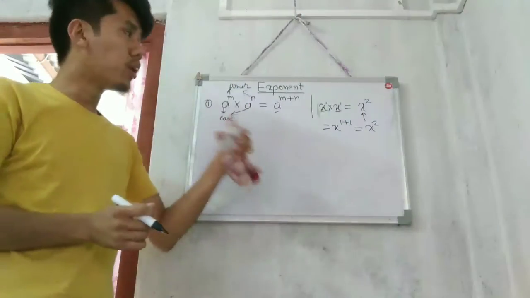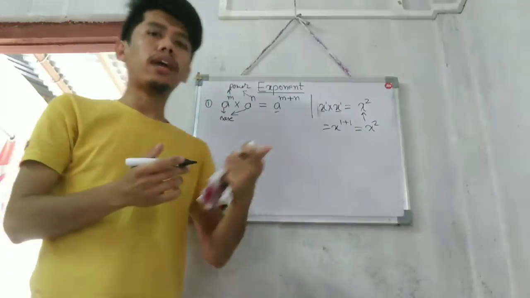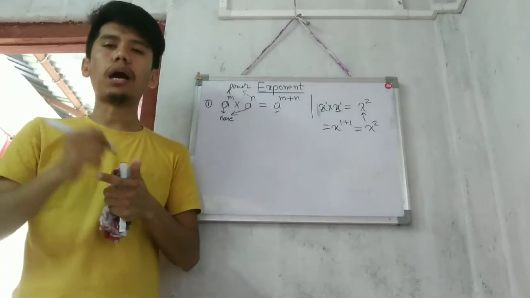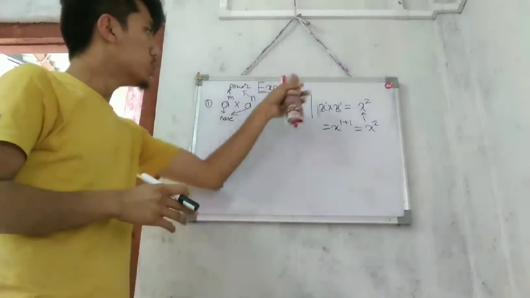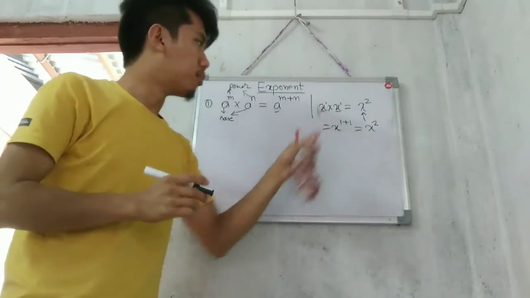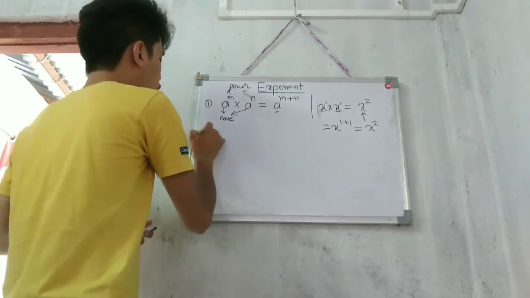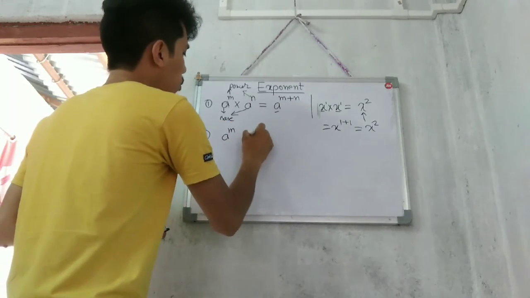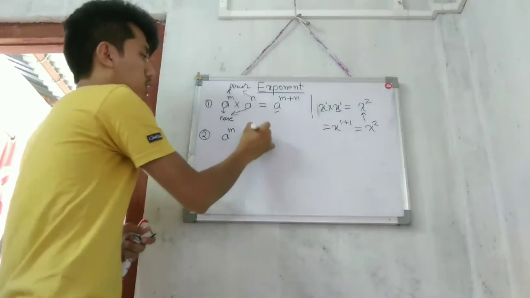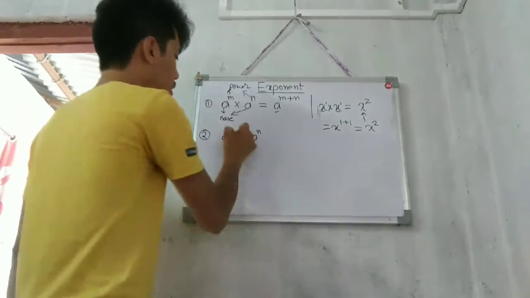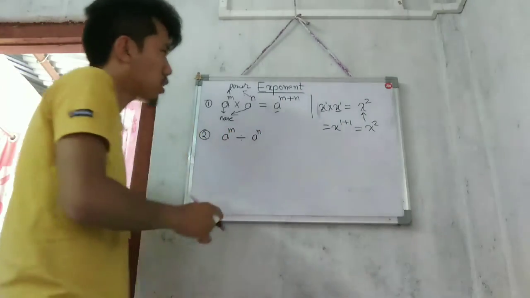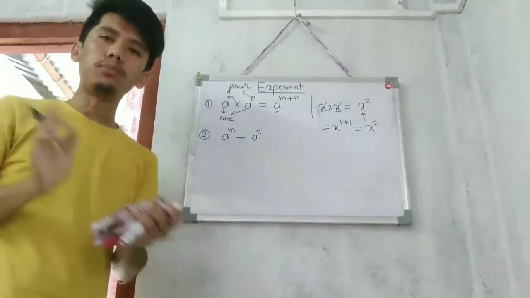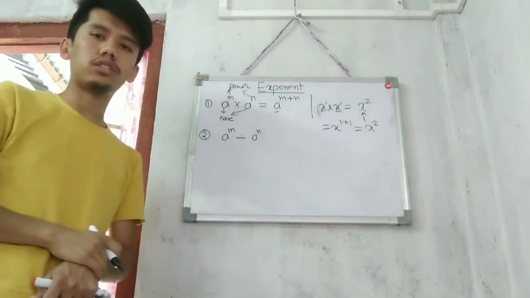So this is the way that when we multiply the same variables, the power gets increased. So this is a simple example. Now the number 2 formula. Again we have the same kind of variables. Now in this case we have a division sign. In number 1 we had multiplication, now we have division.